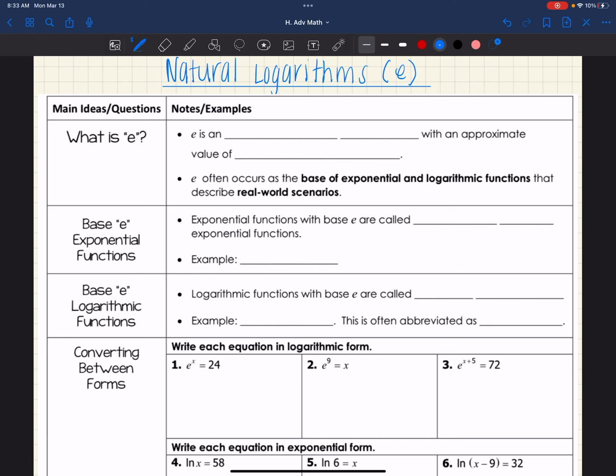Okay, so these notes are on natural logarithms, and in order to understand what a natural logarithm is, you have to first understand what the number e is. So yes, this is an e right there in the title of the notes. Okay, so what is e? Well, e is just a number, but it is an irrational number.